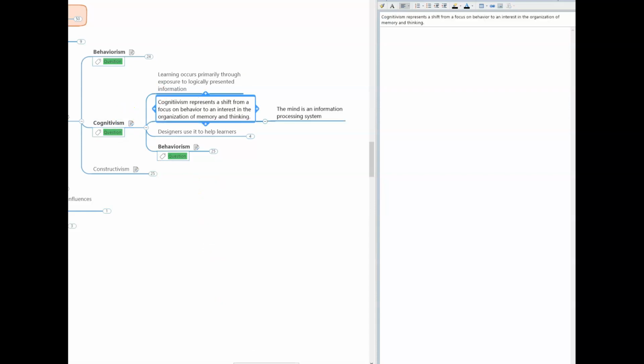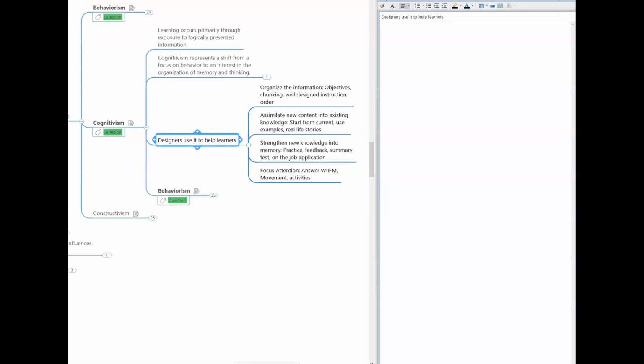So if you think of cognitive learning, you think about thinking, and thinking has to do with the mind as an information processing system. Learning occurs primarily through the exposure to logically presented ideas. Cognitivism represents a shift from a focus on behavior to an interest in the organization of memory and thinking. The mind is an information processing system. Designers use it to help learners.